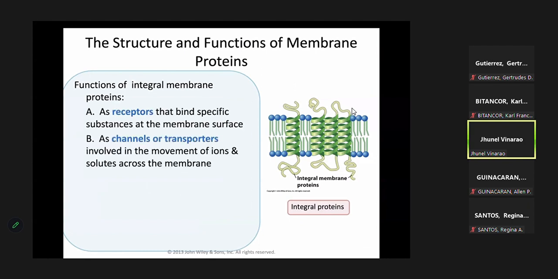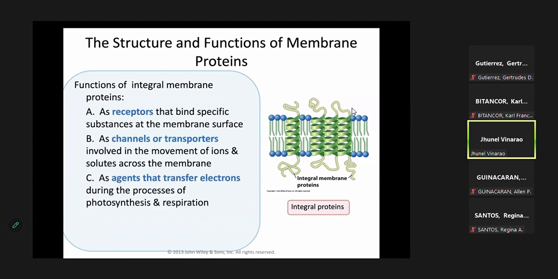So they can serve as a receptor, a transporter like an aquaporin, or agents that transfer electrons, the proteins involved in the electron transport chain.